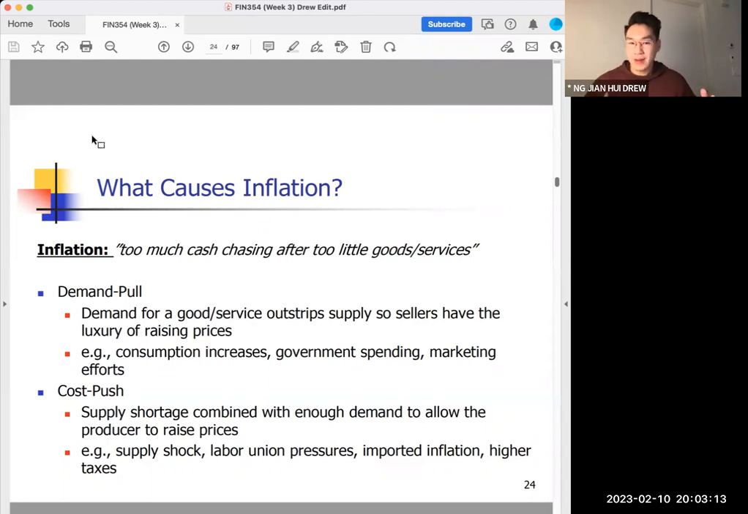And then of course there's demand and cost. Demand is where the demand for goods is too high, therefore there's not enough supply. And cost is where there is a shortage of supply, and this shortage of supply causes the goods price to increase. All right, so that's the broad idea of inflation.